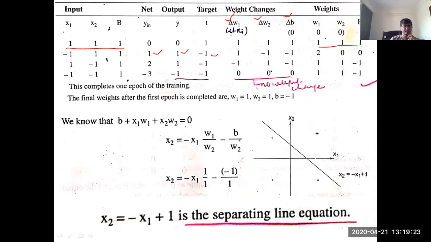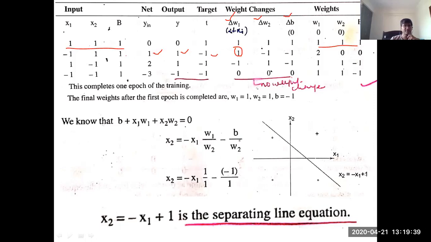So since over here alpha was 1, right? T was what? Target value is -1. And your x1 is what? X1 over here is -1. So -1 into -1 will produce a value of 1, right? I hope that is clear.